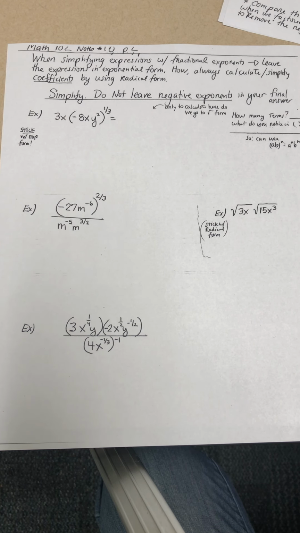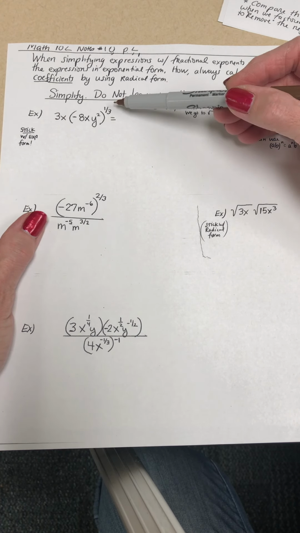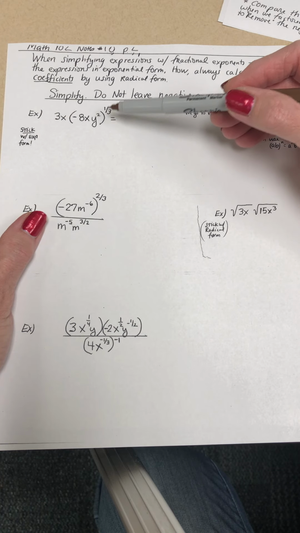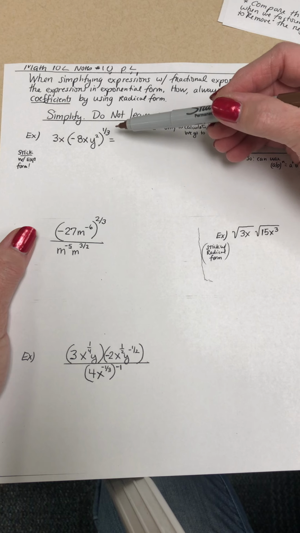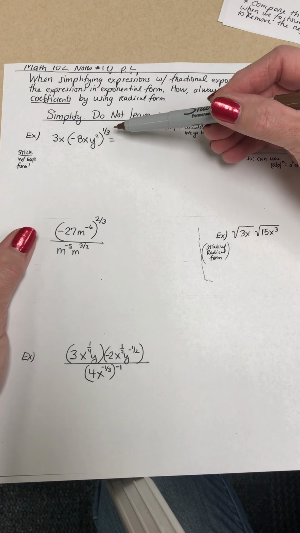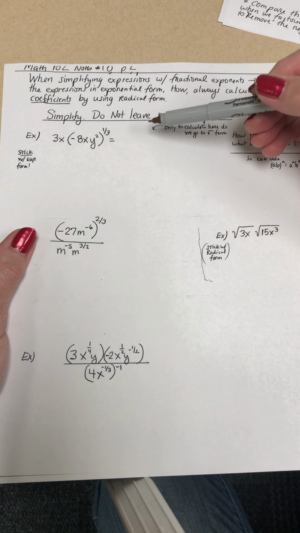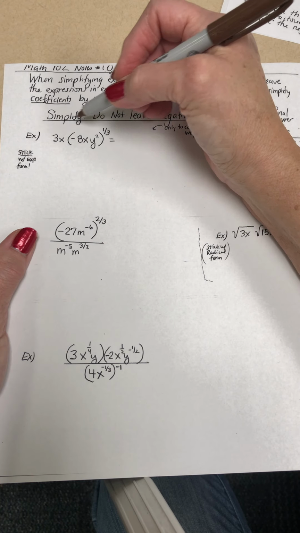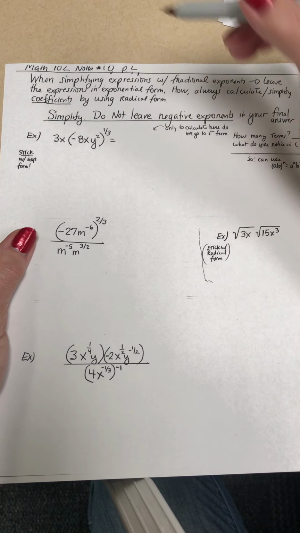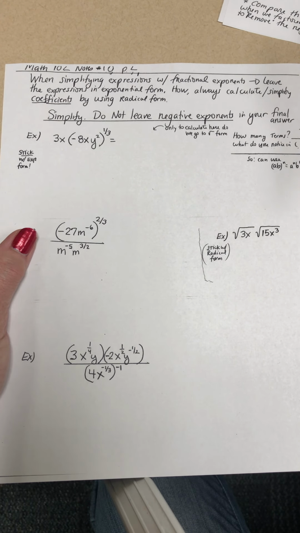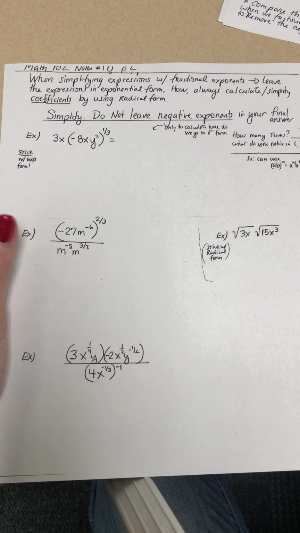Now, here's the thing you have to get kind of comfortable with. We now know that this fractional exponent is a radical in disguise. It's a cube root. But we don't want to change this to radical form necessarily. Generally, if your expression comes to you in exponential form, just keep it in exponential form. It's probably going to be easier to work with that.